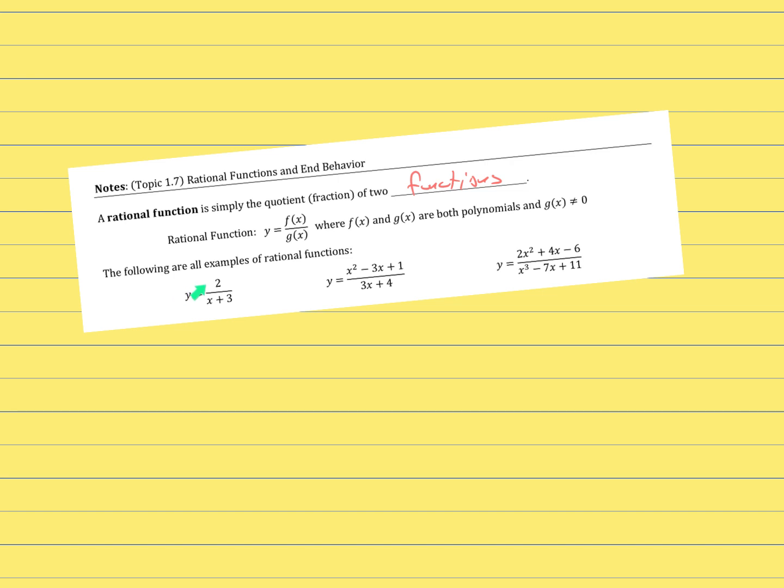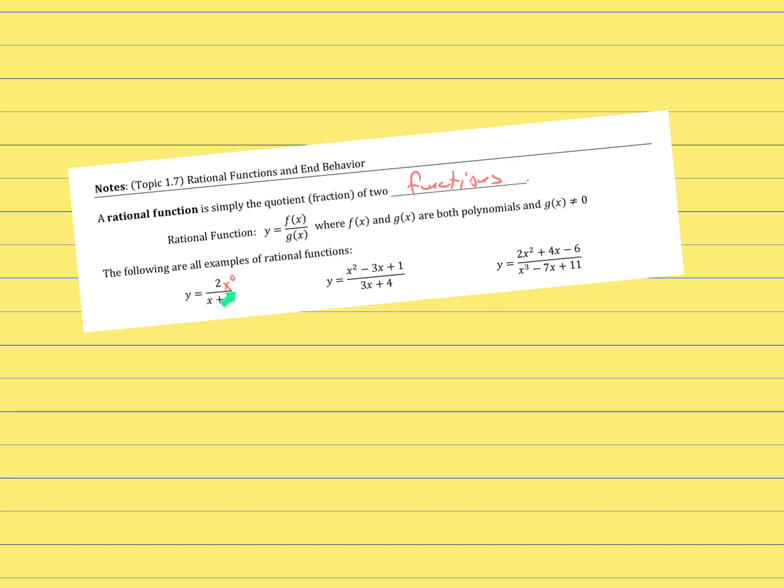Some examples of rational functions are just 2, which technically has an x to the 0 power in the numerator, because anything raised to the 0 power is equal to 1, over x plus 3, x squared and change over 3x plus 4, and you can see here how I have coefficients all over the place.